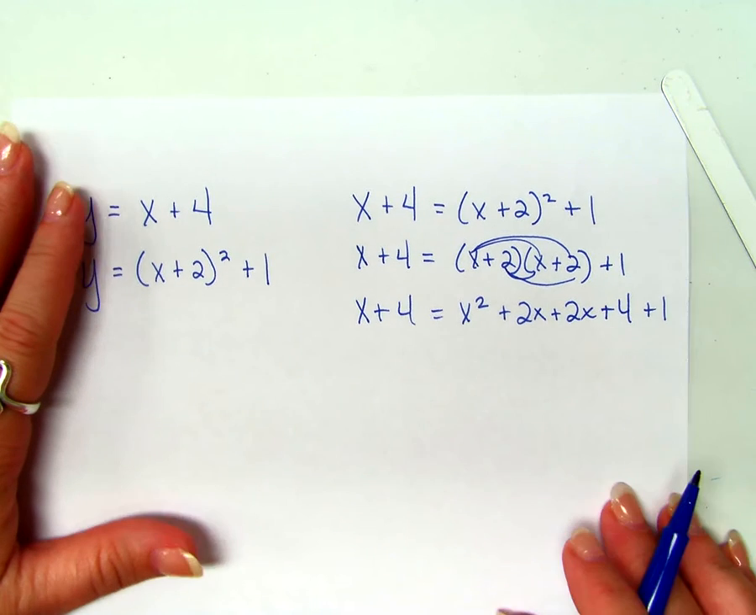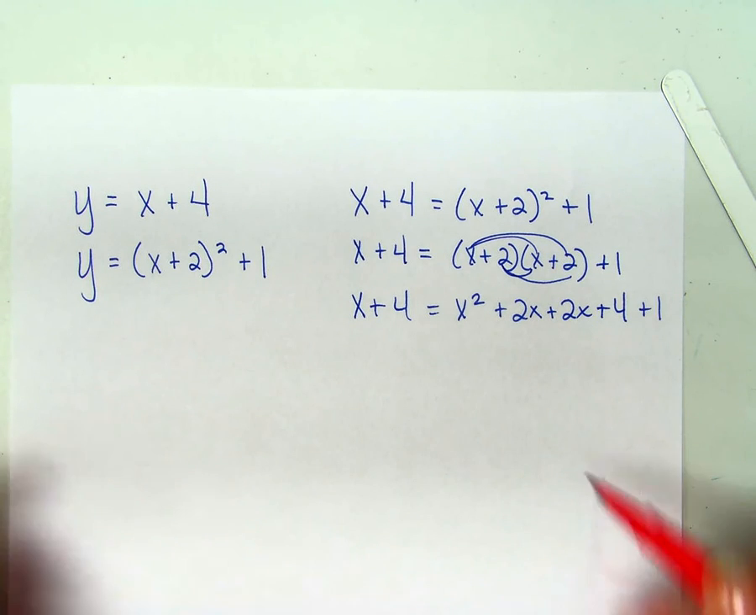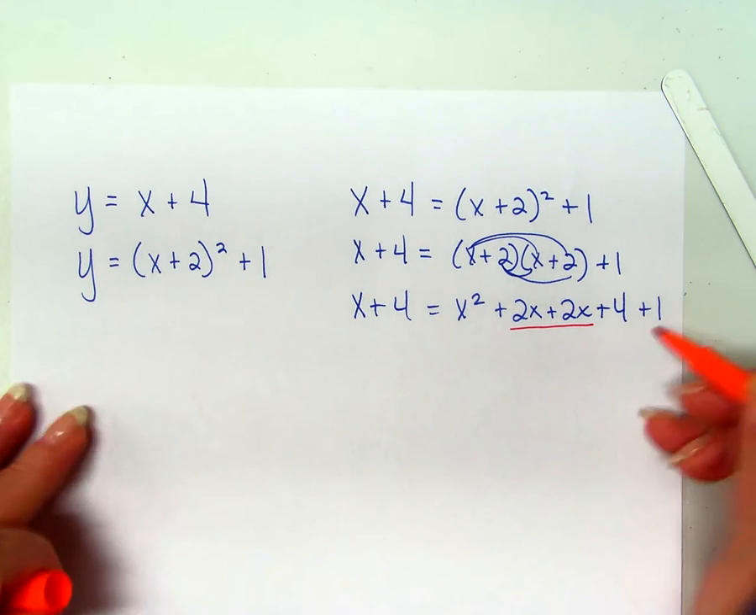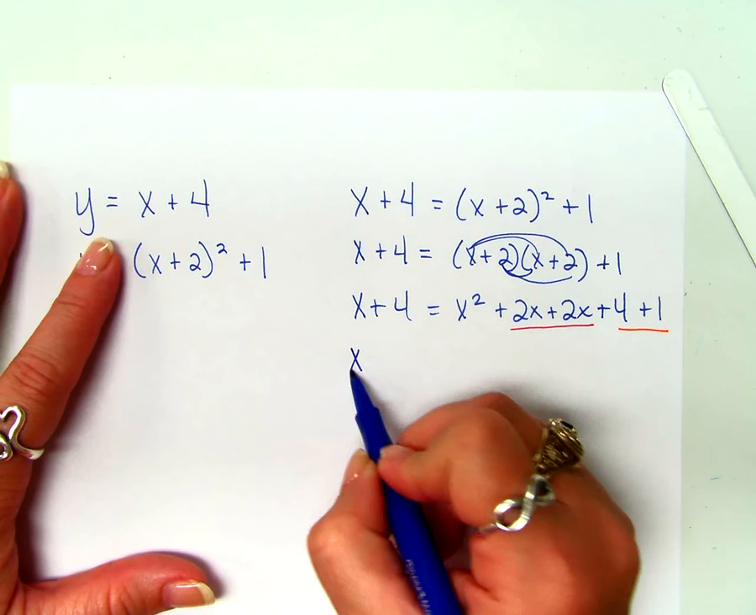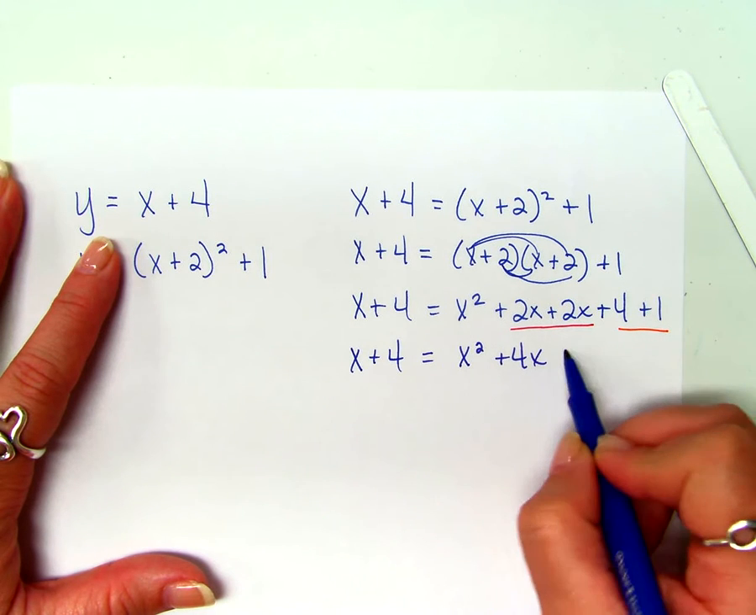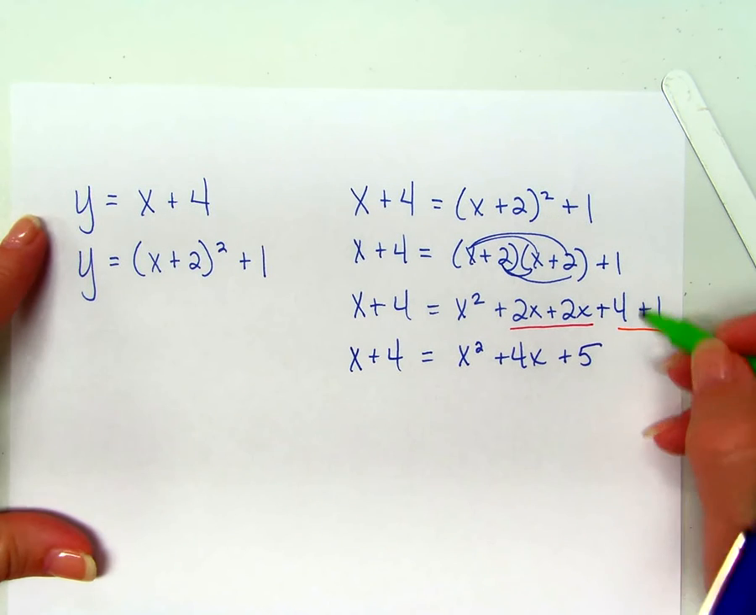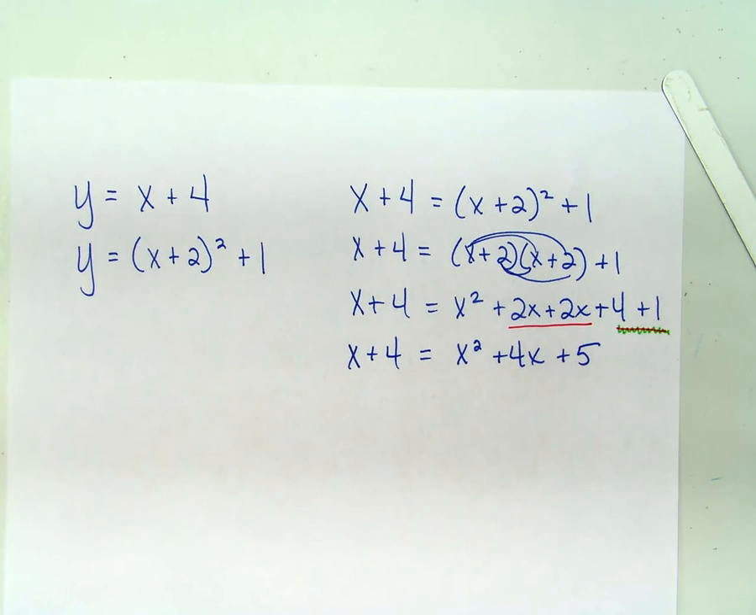Now what? Combine our like terms, right? There's 1. Those are the things I have to combine, right? x plus 4 equals x squared plus 4x plus 5. Everybody okay with that? Sorry, you can't really see that on the screen. So those are like terms that we have to add together, right?